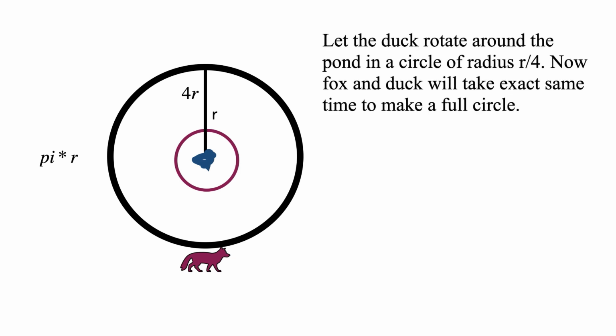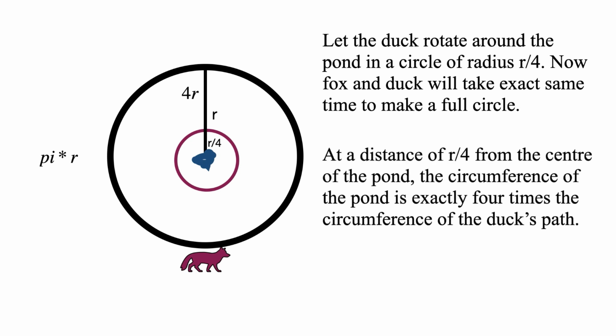Consider a distance of r/4 from the center of the pond. The circumference of the pond is exactly 4 times the circumference of the duck's path, because the distance is r/4, where r is the radius. Let the duck rotate around the pond in a circle of radius r/4. Now the fox and duck will take the exact same time to make a full circle, because the fox is 4 times the speed of the duck.